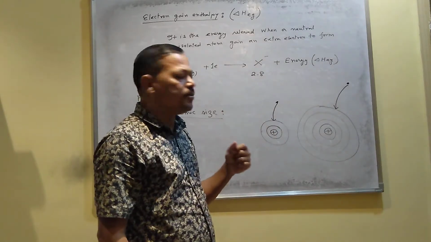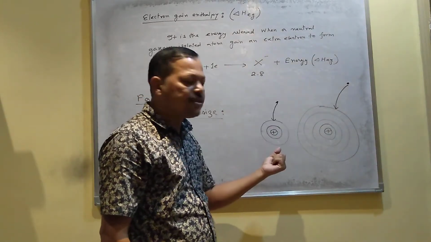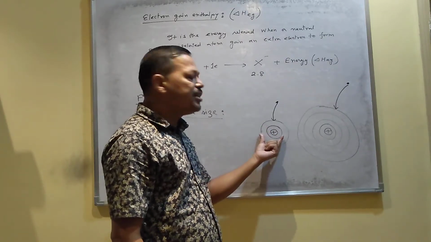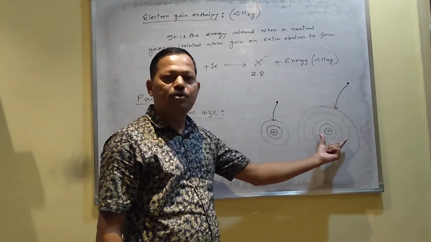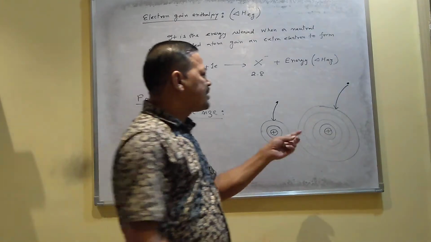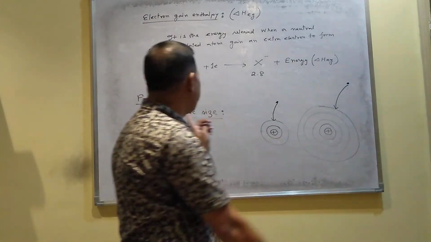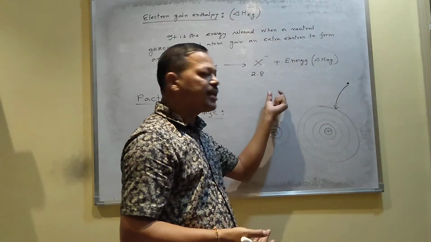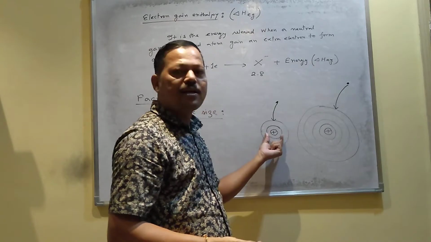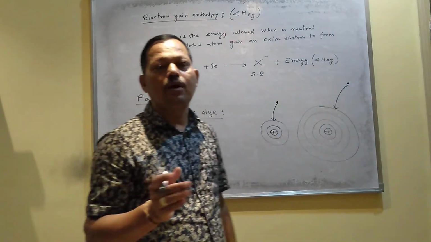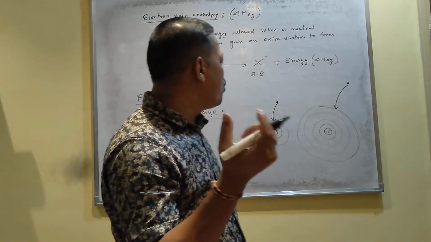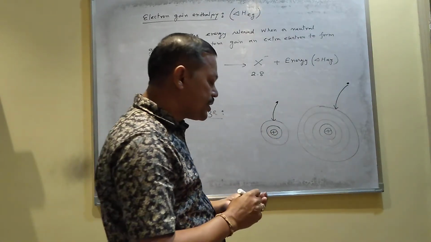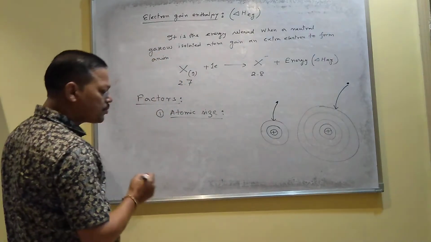And for this type of atom, since it can gain the electron easily, it releases more energy as compared to this. I mean, as the size of the atom increases, the electron gain enthalpy value decreases. Due to smaller size, the nucleus can attract the electron more, and that's why the energy release will be more. So to release more energy, the size of the atom should be small. So this is one of the factors.